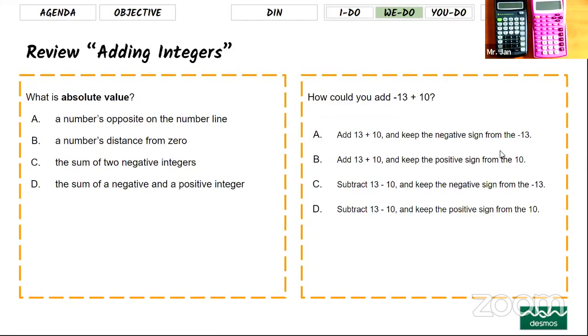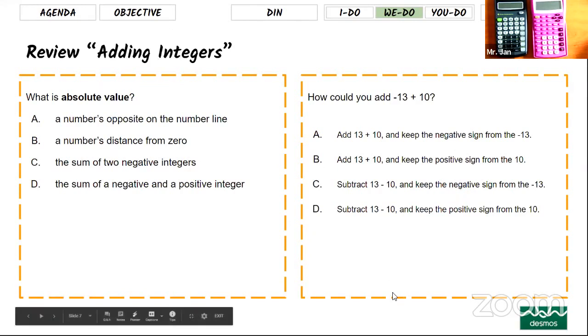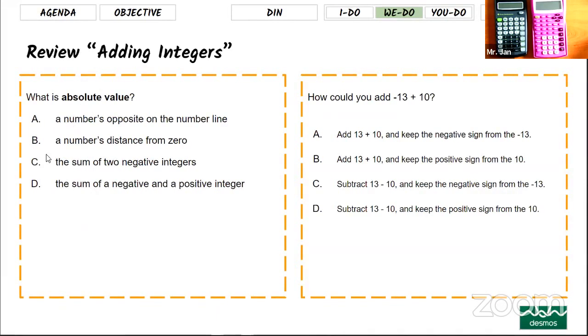So it's the we do part. In the we do part, as I told you guys, we're going to do a review, like adding integers. So now everybody open up your chat box, see if you can remember these, okay? Let's start on the first one. What is the absolute value?